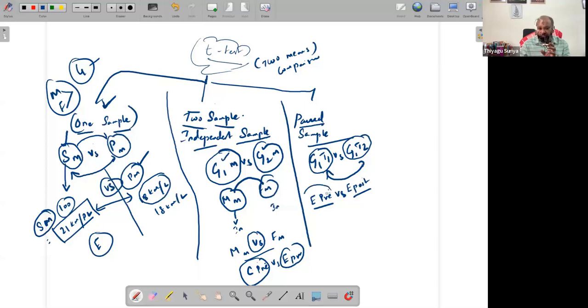Here also we are talking about the means only. Experimental pre and experimental post mean score comparison. Therefore, it is called paired sample t-test. Any doubts? Any doubts about this?